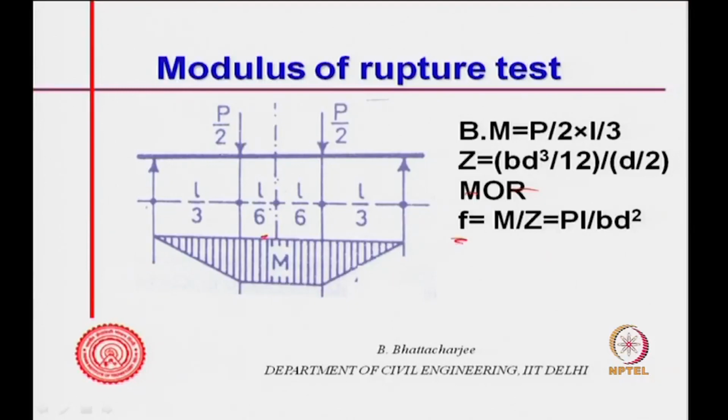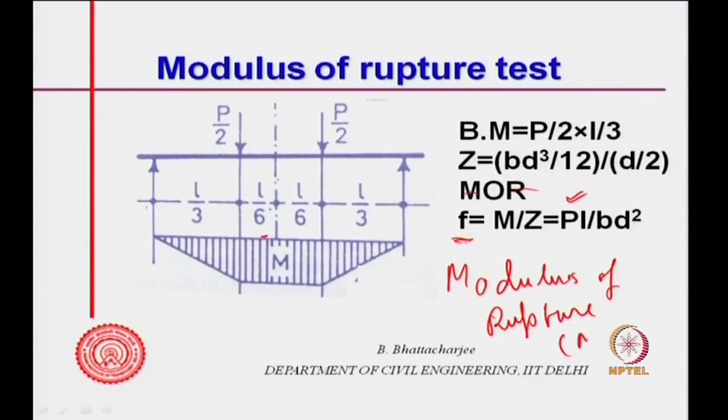So, at failure you find out what the P value is at failure, and the corresponding F value is called modulus of rupture, MOR. It is actually a measure of the flexural strength. MOR, modulus of rupture, is a flexural strength, right.